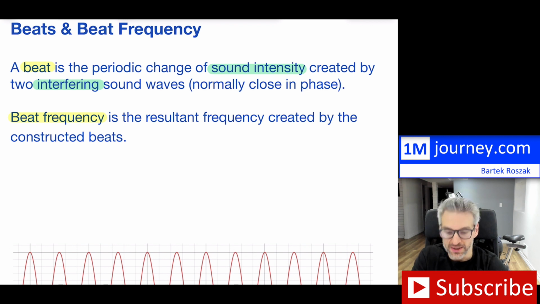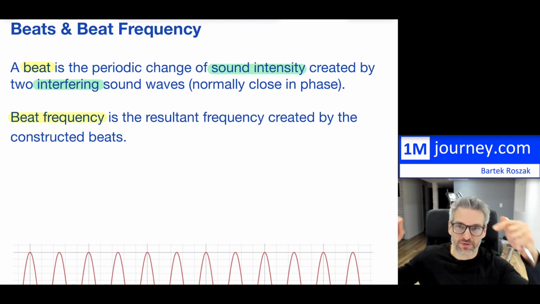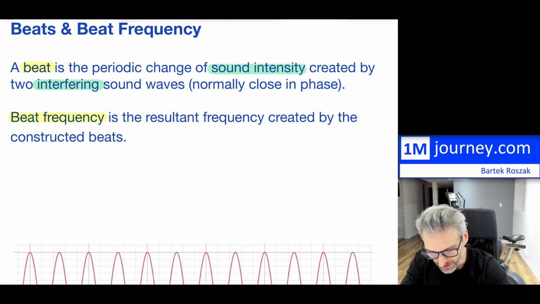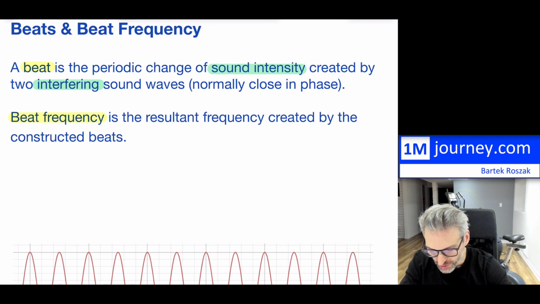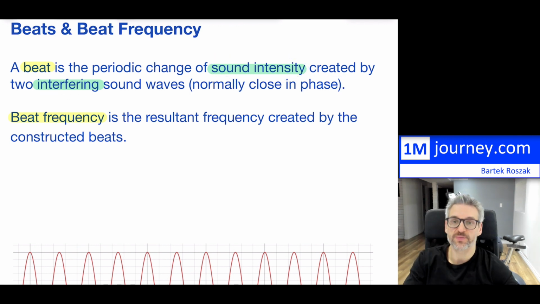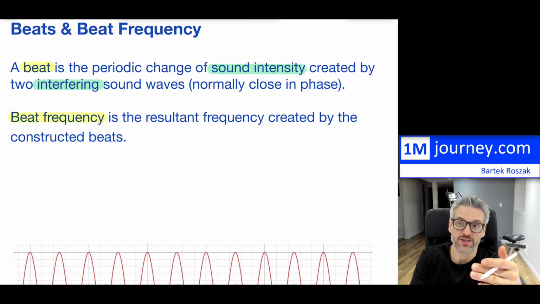So here's a little bit of a definition, and I'll put references back in the description. A beat itself is basically a periodic change of sound intensity that is created by two interfering sound waves. Normally those particular sound waves are very close in phase. Now, they're not in phase, but they're very close in phase.